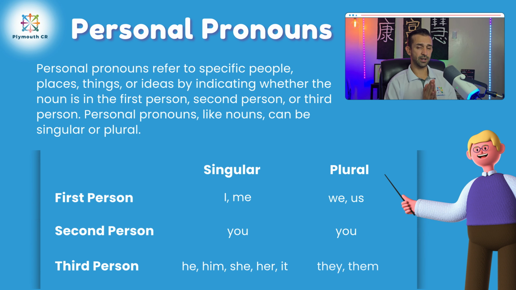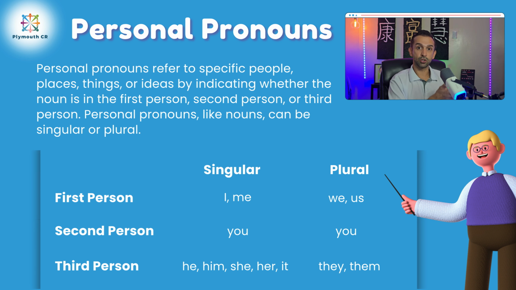Now in this slide it's very important to remember the difference between a subject pronoun and an object pronoun. We have this chart where it says personal pronouns refer to specific people, places, things, or ideas by indicating whether the noun is in the first person, second person, or third person. That is not really very important. What I want to focus on here is this chart, with singular, plural, first, second, and third person. First, we have to remember the difference between a subject pronoun and an object pronoun.